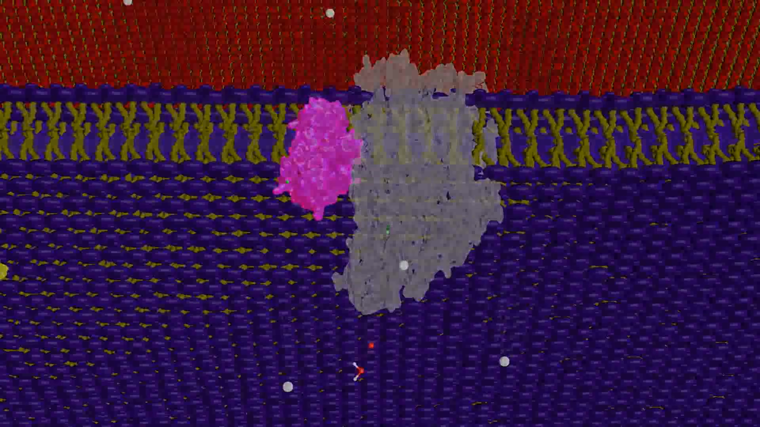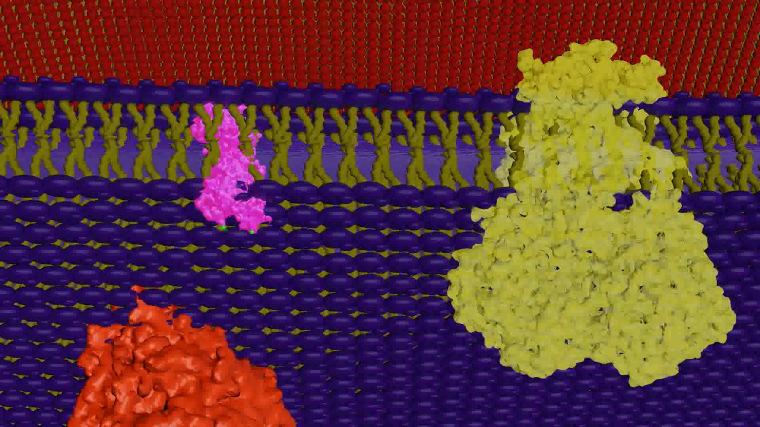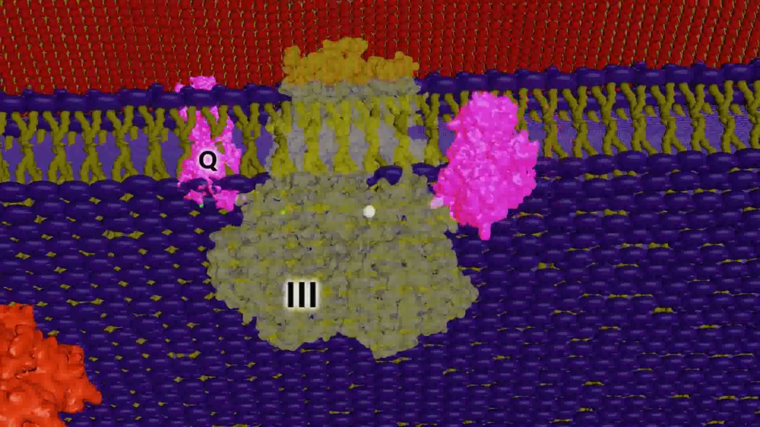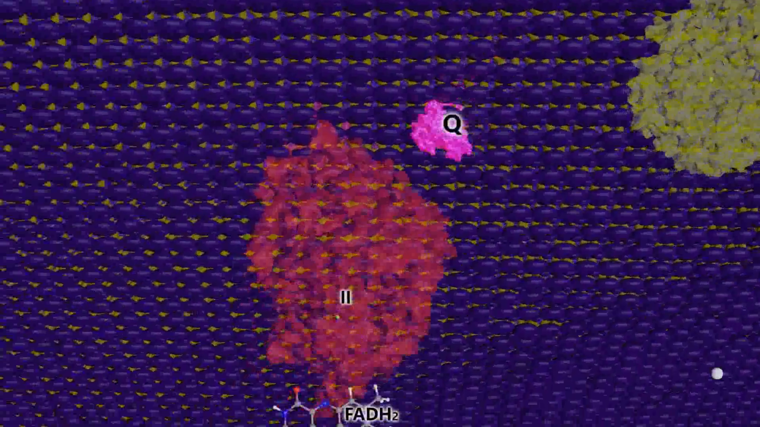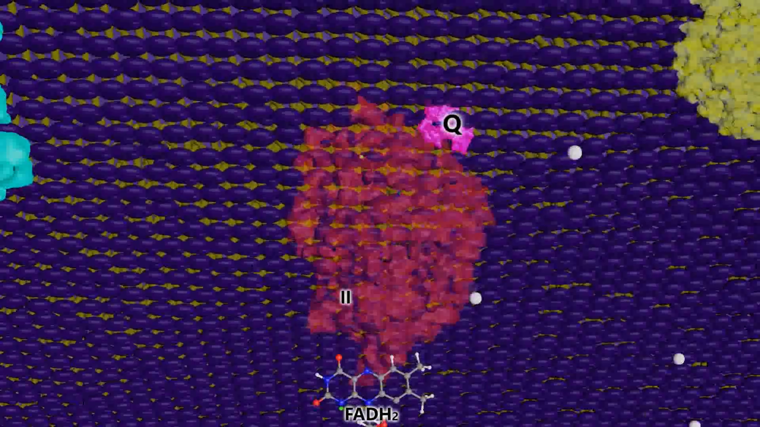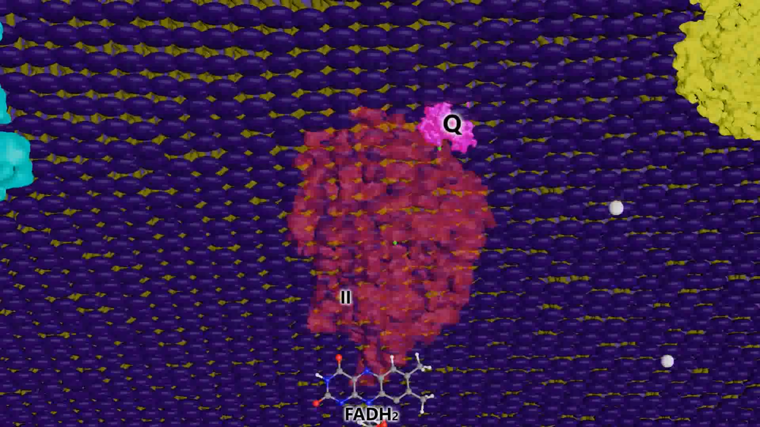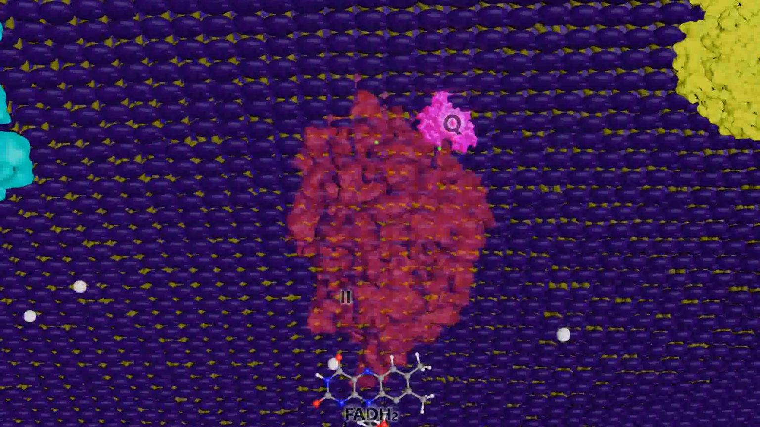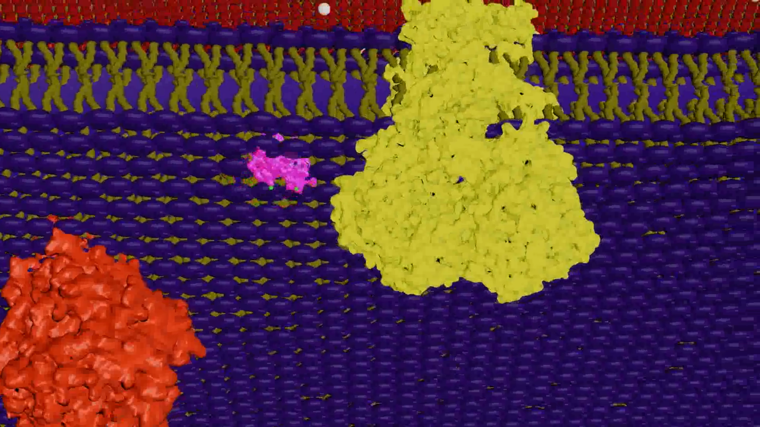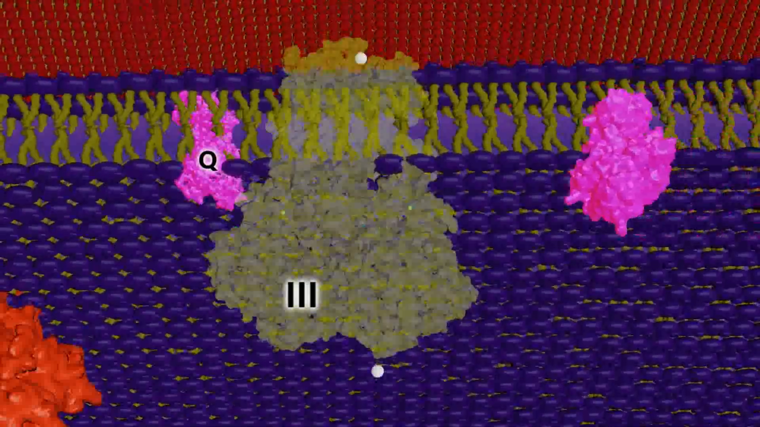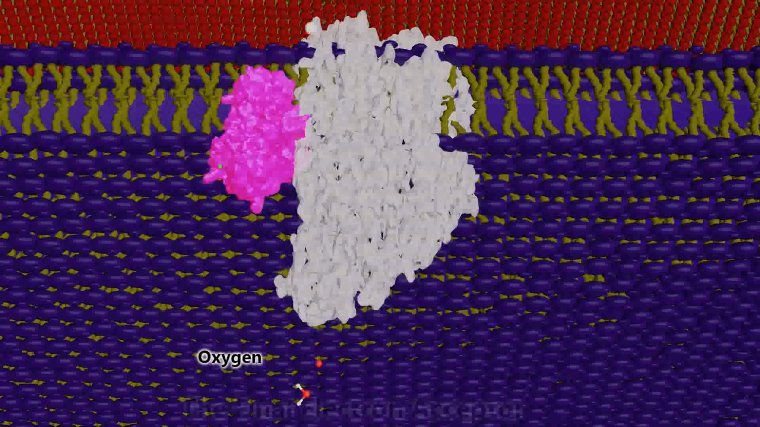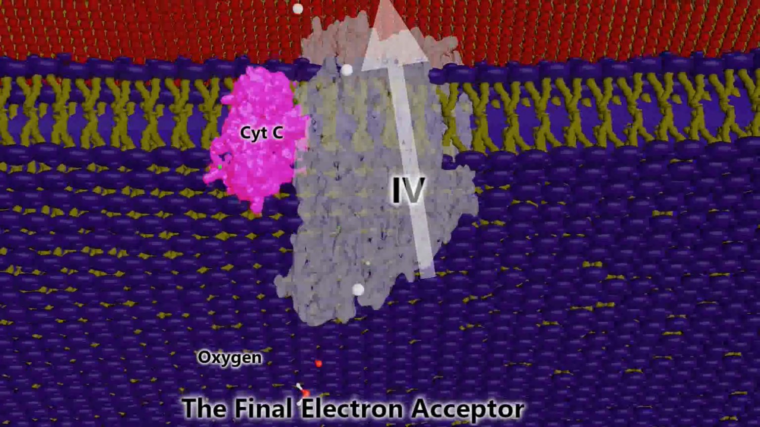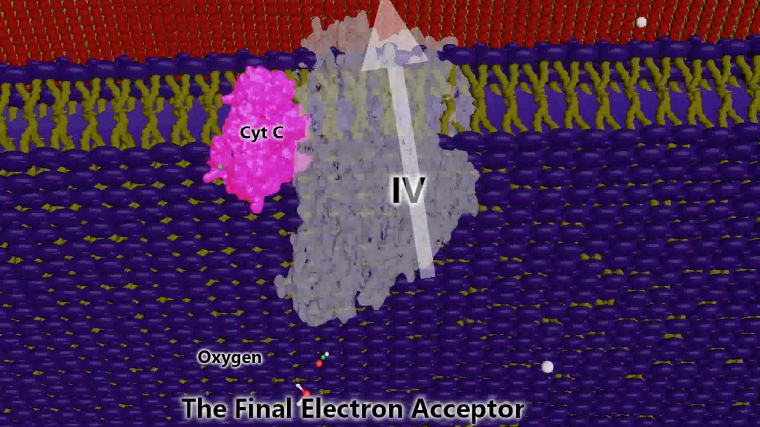And so let's back up for a second. We're going to go back to complex 3, ubiquinone protein. Once it's done here, instead of going back to complex 1, it goes to complex 2 to pick up electrons from FADH2. And its electrons are going to pass through cofactors of complex 2 and be passed to ubiquinone. Ubiquinone again carries these electrons to complex 3. Cytochrome C again delivers these electrons to complex 4.